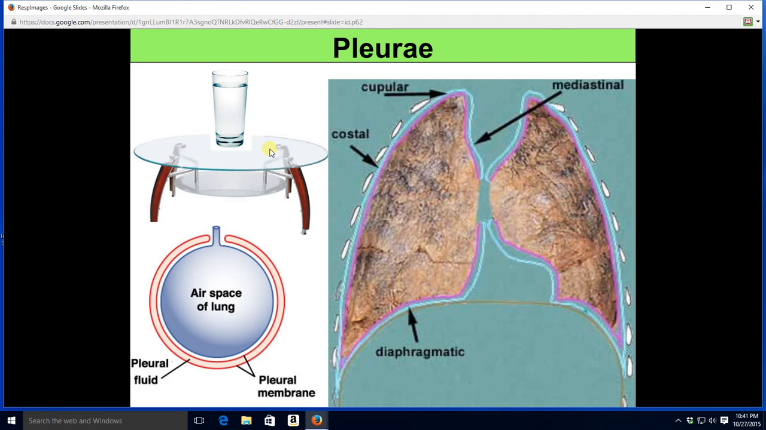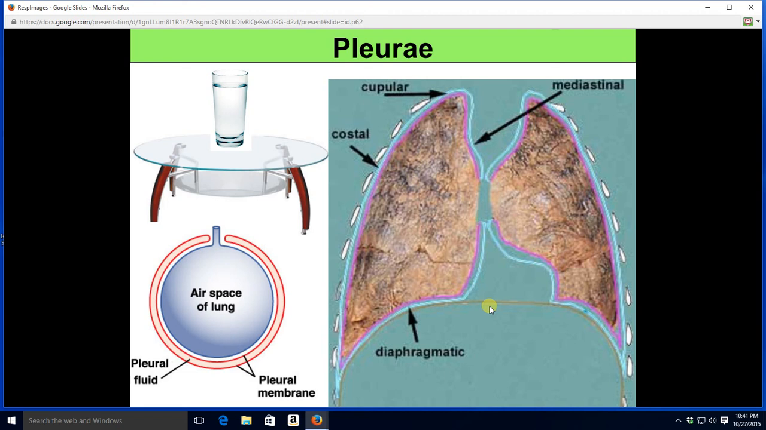It'll be really hard to do. Water will stick things together. Water sticks glass to glass, for example. Water also sticks the two pleural membranes together. The two pleural membranes are going to be stuck together by pleural fluid. This is hugely important because look at the diaphragm here. Remember, when the diaphragm contracts, it flattens out, it goes down. The diaphragm is directly connected to the parietal pleura, the blue line there. So when the parietal pleura goes down, it drags the visceral pleura with it because of the pleural fluid.